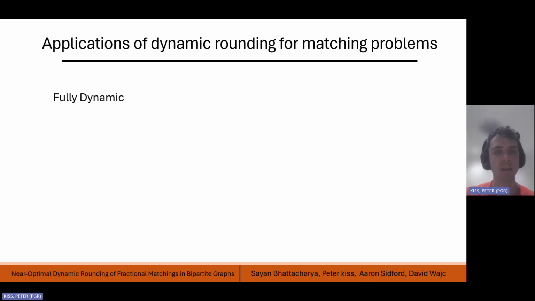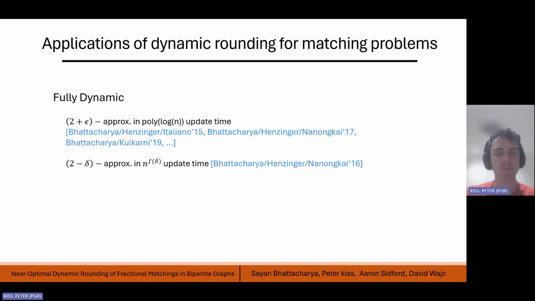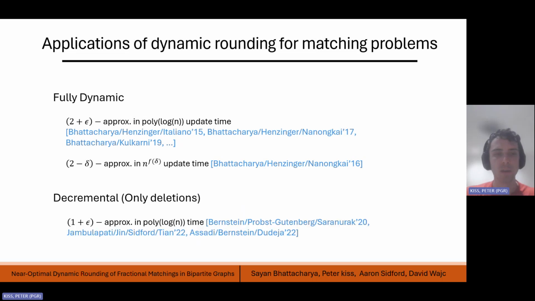So where does dynamic rounding become useful amongst these set of problems? Well, in the fully dynamic case, where both edge insertions and deletions happen, dynamic rounding has been used in algorithms which maintain 2 plus epsilon approximations in polylogarithmic update time, and 2 minus delta approximations in arbitrary small polynomial update time depending on delta. And for the decremental case, where only edge deletions happen to the graph, 1 plus epsilon approximation algorithms with polylog update time also use the dynamic rounding framework.